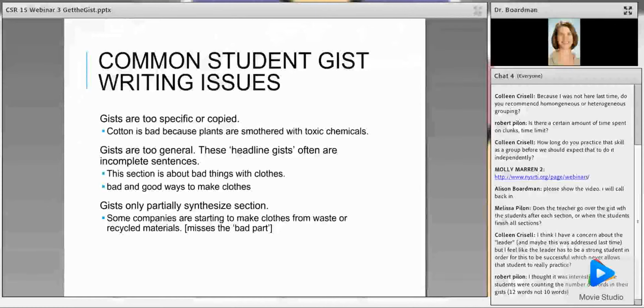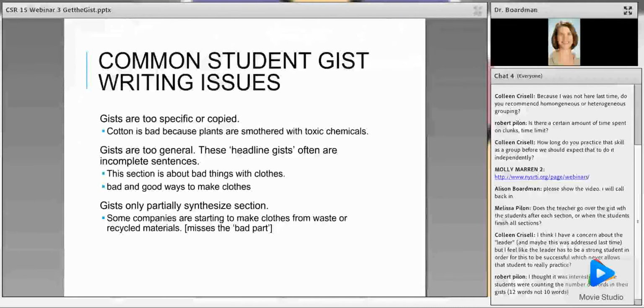Another common problem with student GISTs is that they are too general. And these are what I call headline GISTs, and they are often incomplete sentences. Here's one that is a complete sentence, but it's still too general. This section is about bad things with clothes. So if a student wrote this, I would tell them you do not need to say this section is about, so that habit that some kids are in, get them out of that habit. And then all we have left is bad things with clothes.